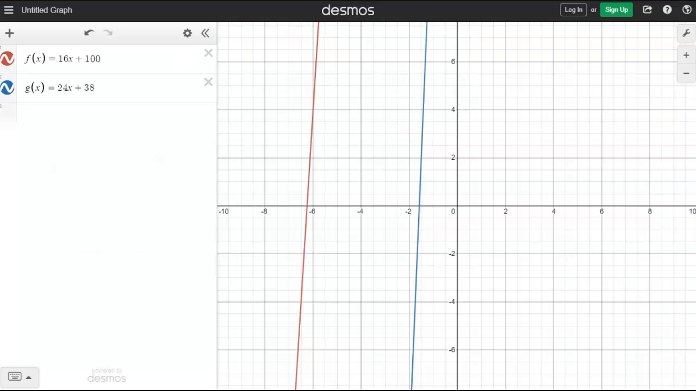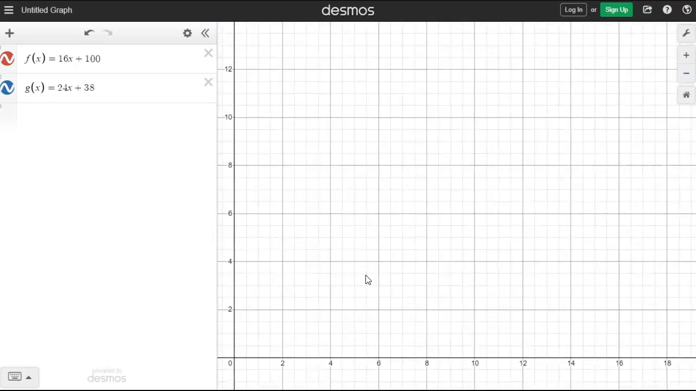So here we are in Desmos again. I've typed in our equations. And again, you can see we're back here with negative numbers. These negative numbers don't make sense. We don't have negative hours of labor. We don't have negative amounts they're going to charge us. So we're going to come up and look only at the positive values.